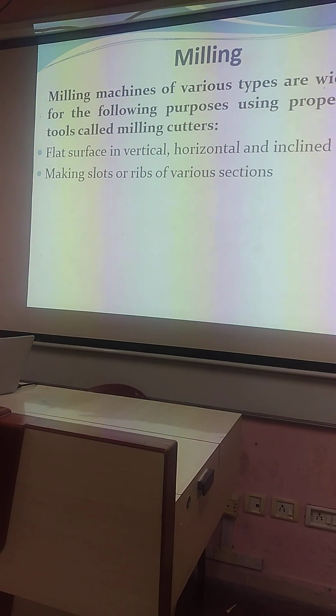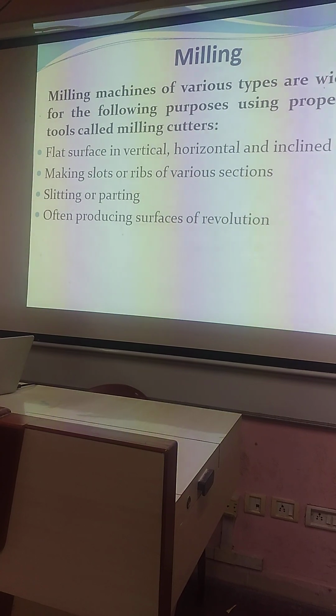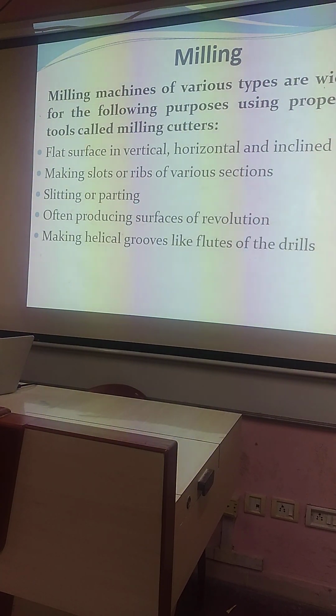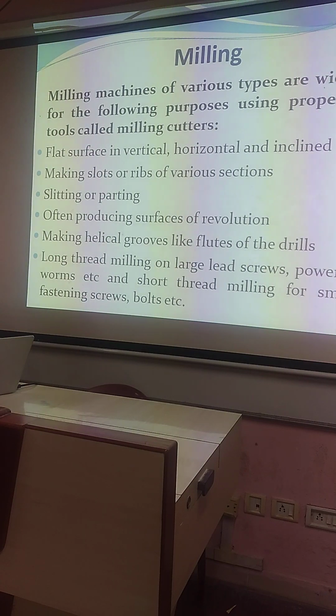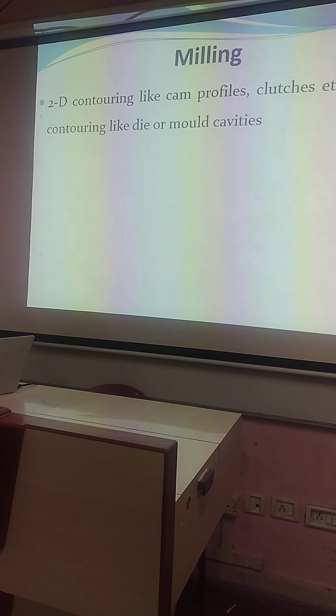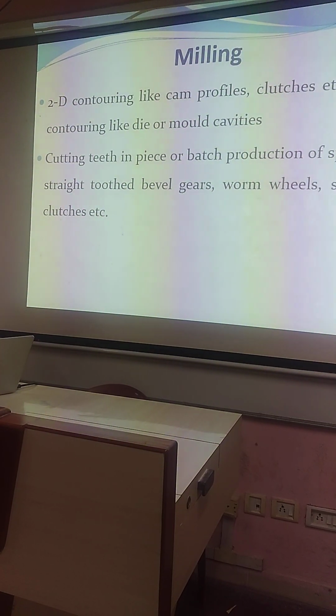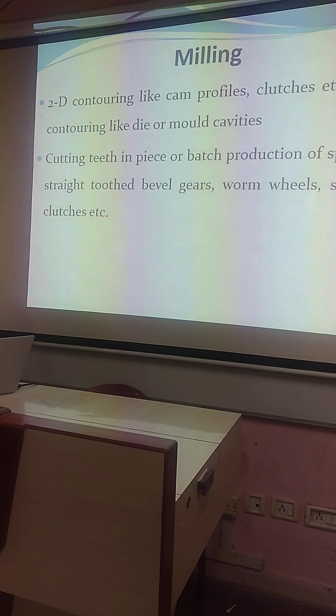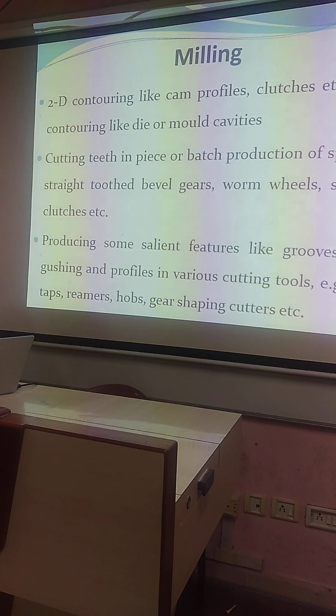surface in vertical, horizontal and inclined planes, making slots or ribs of various sections, slitting or parting, often producing surfaces of revolution, making helical grooves like flutes of the drill, long thread milling on large lead screw, power screw, worm, etc., and short thread milling for small size fastening screw, bolt, etc. 2D contouring like cam profile, clutches, 3D contouring like die or mold cavity, cutting teeth in piece or batch production of spur gear, straight tooth, bevel gear, worm wheel, sprocket clutches.